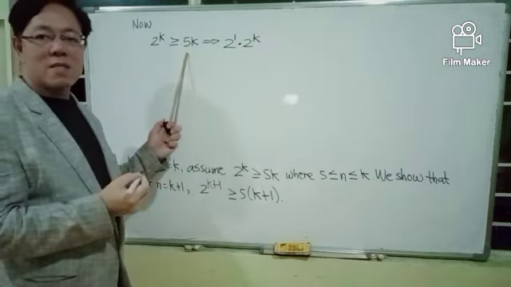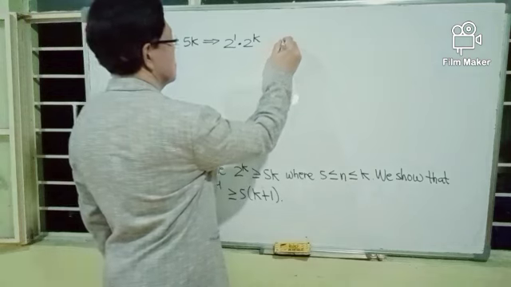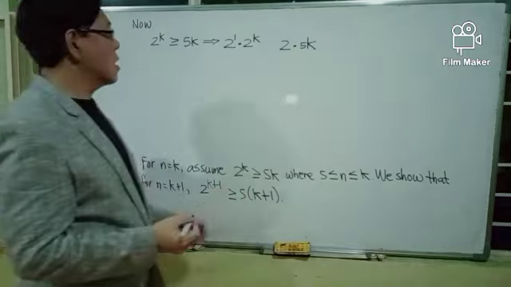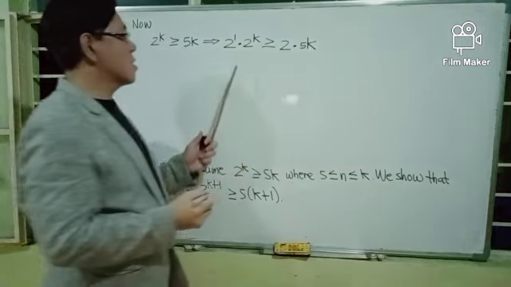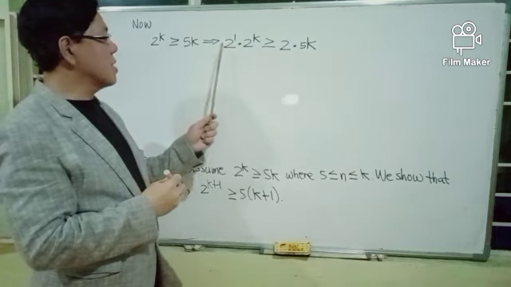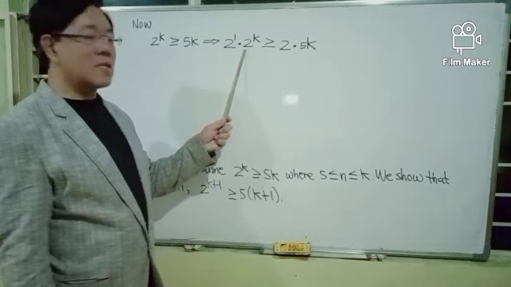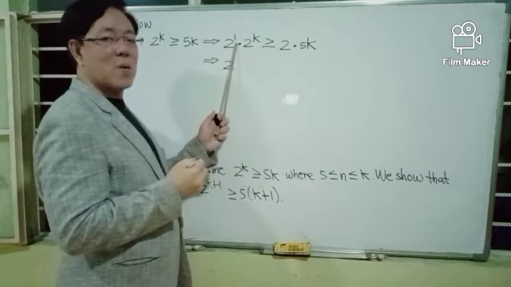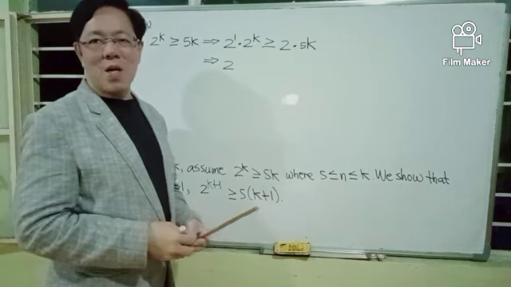And we multiply the right hand side by 2 raised to 1, or 2. And the inequality sign remains true, because we multiply both sides by positive 2. Now we can combine these two by property of exponent. The common base is 2, and we add the exponents. 1 plus k is equal to k plus 1 by commutative property of addition.